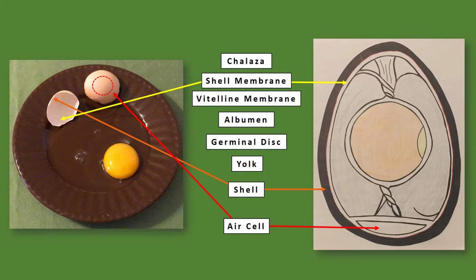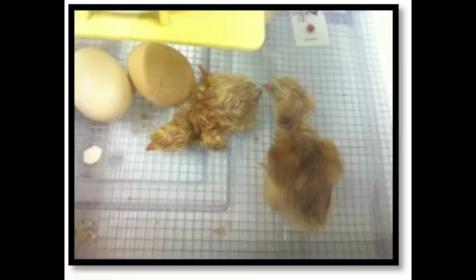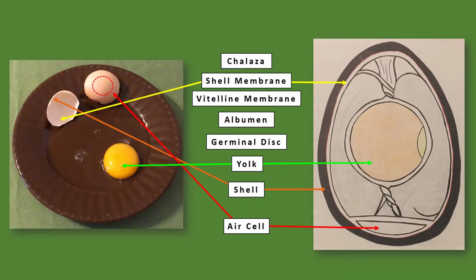The yellow part of the egg is the yolk. The yolk is a globular mass of yellow, nutritious semi-liquid located in the center of the egg. Yolk is the chick's food during pre-hatching life and its first food after it emerges from the shell.